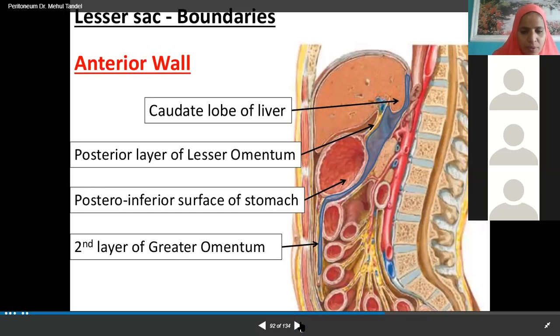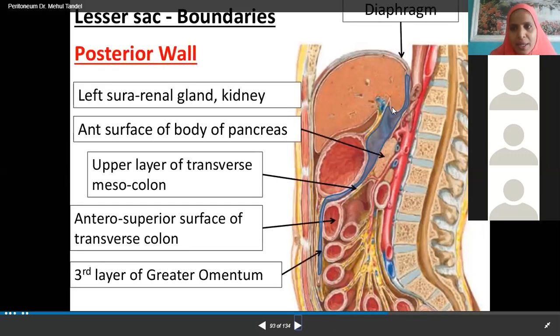Okay. Then now coming to the posterior wall of the lesser sac. So behind we will have, what is this? We know, behind the left lobe we will have the left kidney, left suprarenal gland, then the anterior surface of pancreas, and we know this is transverse colon, then this becomes the transverse mesocolon. Okay. Then this antero-superior surface of the transverse colon and the third layer of greater omentum. This forms the posterior wall of lesser sac. Lesser sac is an important 5 marks question, beta.